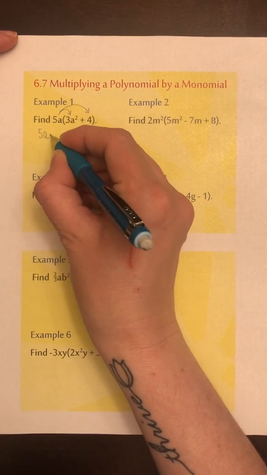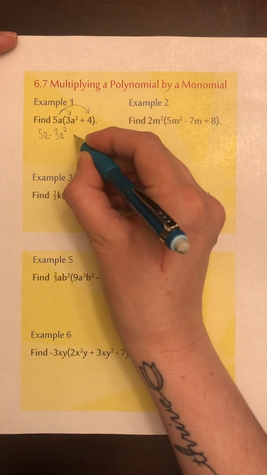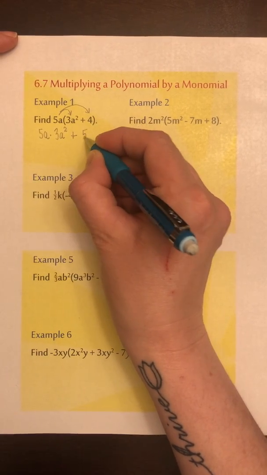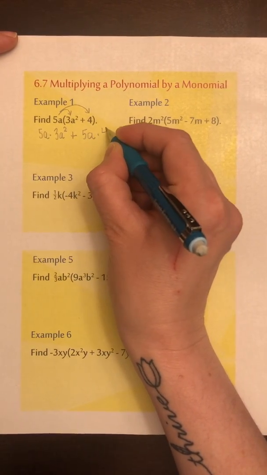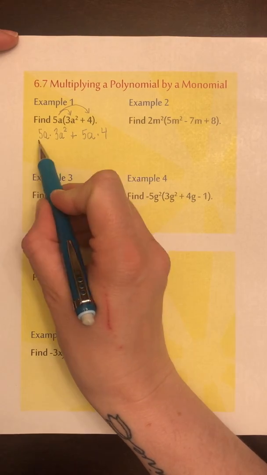So I'm taking the 5a and I'm going to multiply it times the 3a squared. Then I'm going to keep that plus sign. And now I'm going to take the 5a and I'm going to multiply it times the 4. So here's where the first half of the chapter comes in handy. So I'm going to multiply these two together.